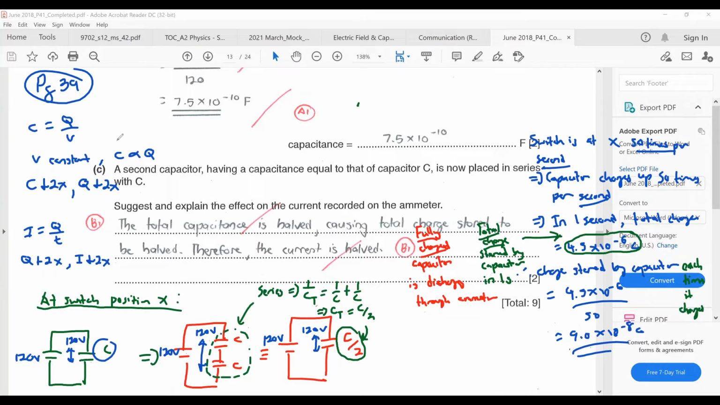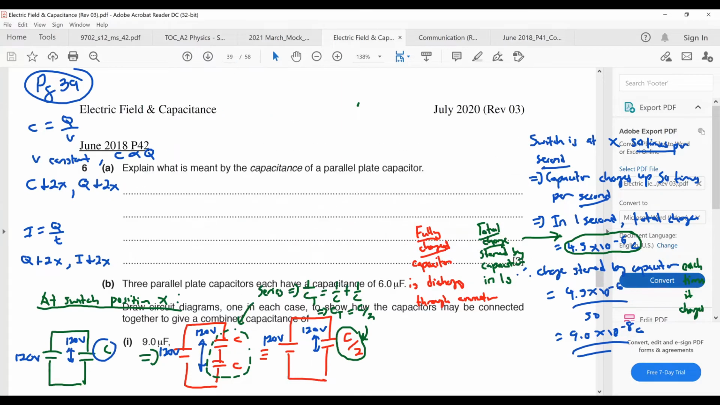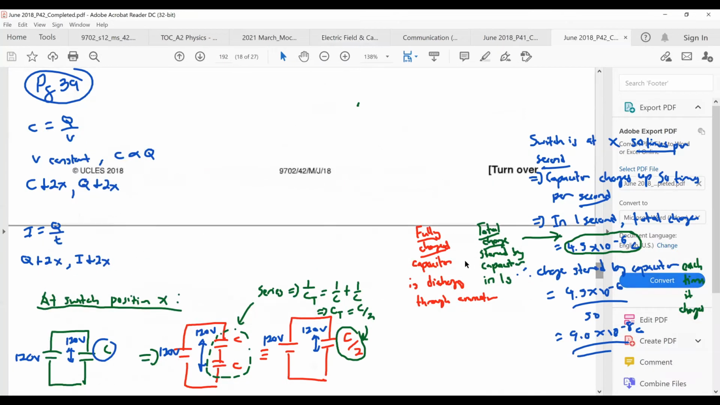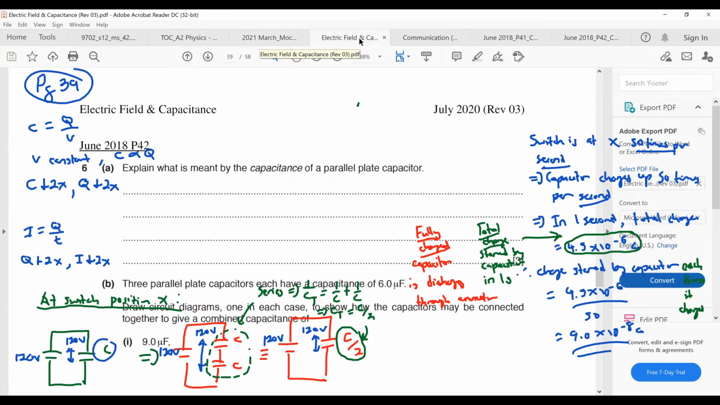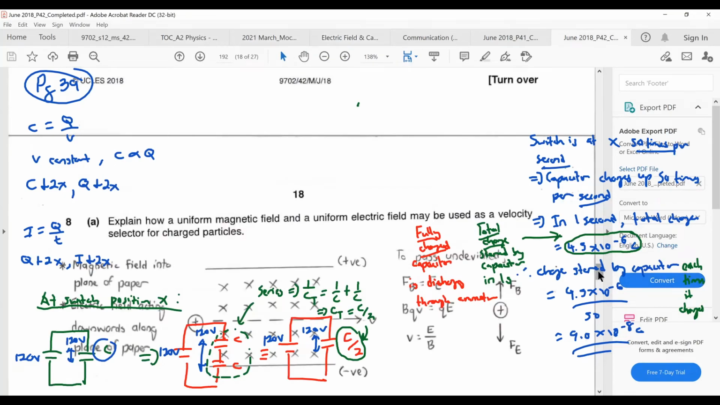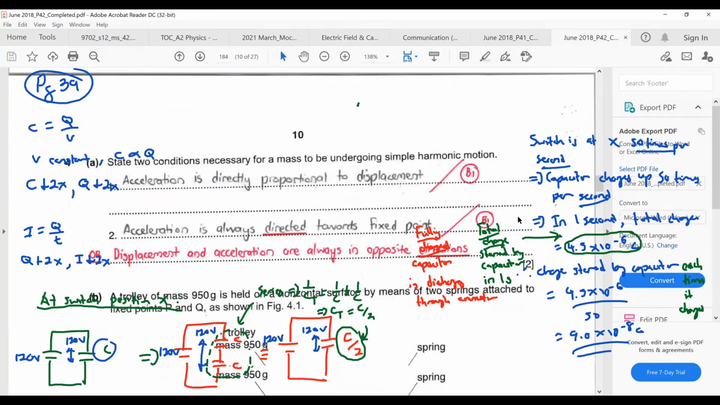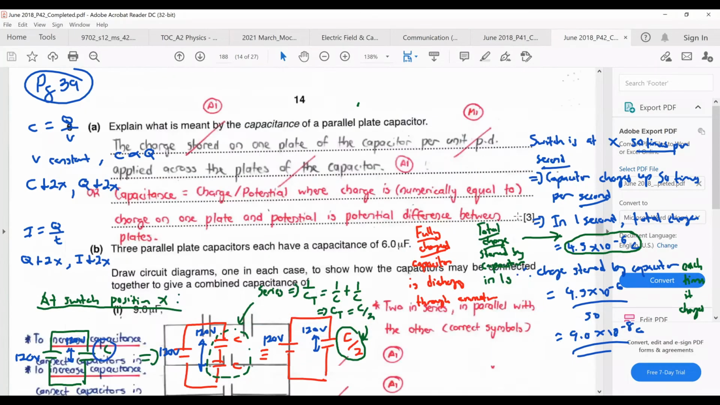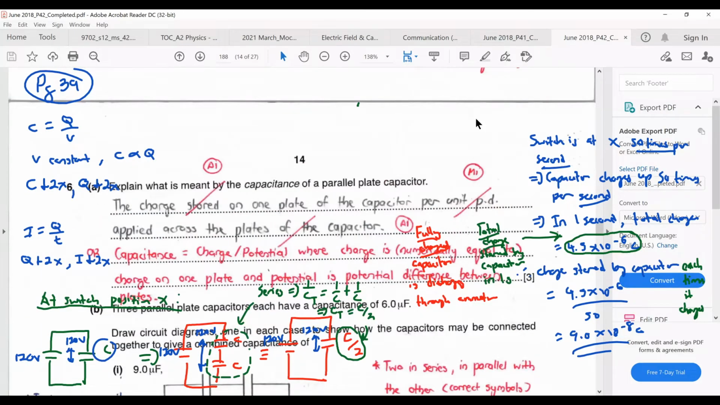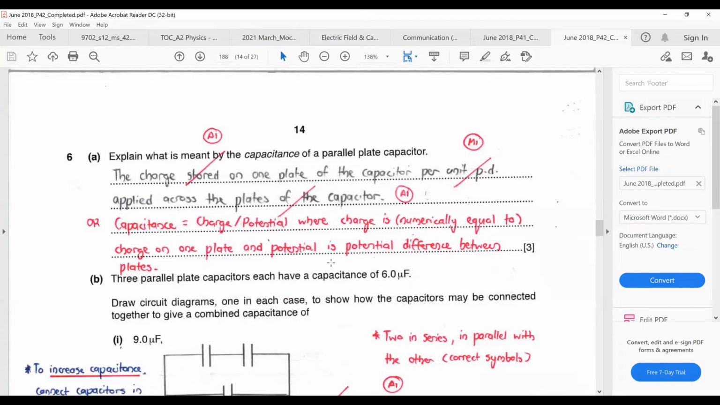All right, page 39 would be on this one. Let me just have a look at it. Page 39 would be this June 18 P42, question 6. If you have a look at question 6, that one should be this one. Now, what is meant by capacitance of a parallel plate capacitor?